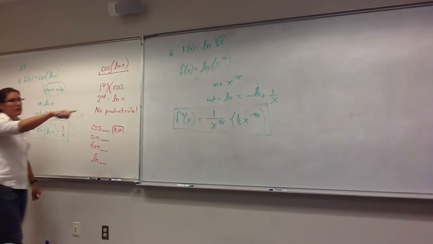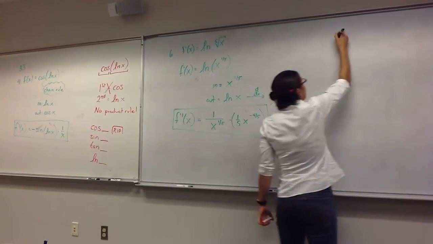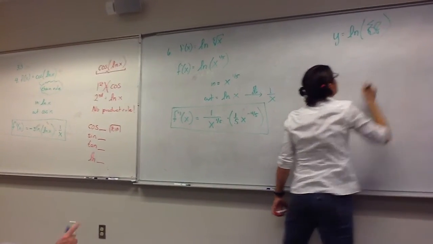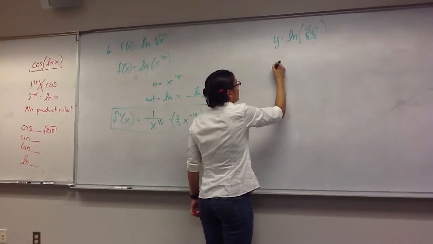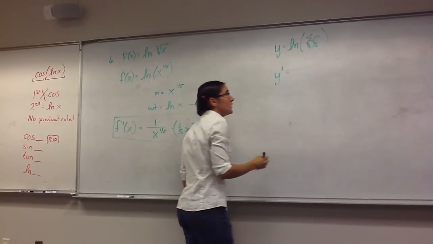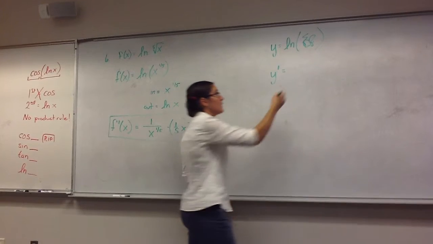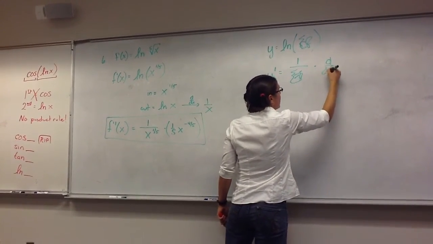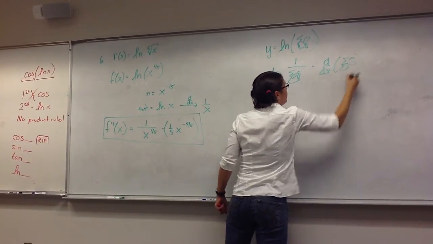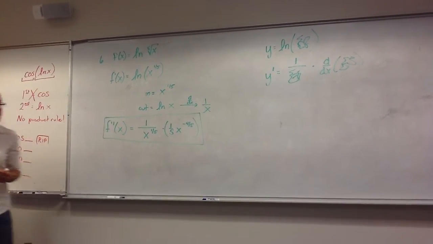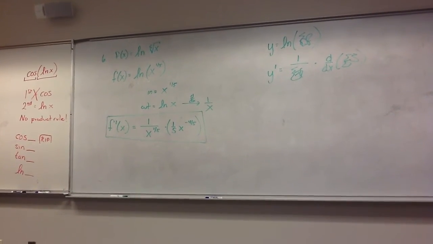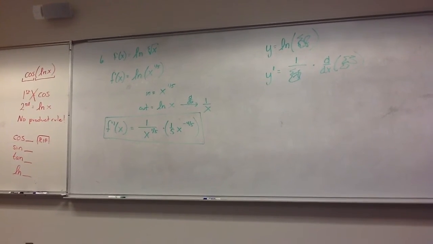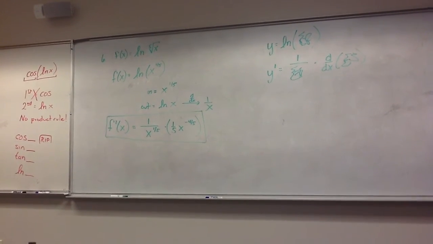So in general, if you have y is equal to natural log of squiggly blob, then when you take your derivative, your y prime, derivative of the outside keeping the inside the same, well, that's going to be 1 over squiggly blob times the derivative of that squiggly blob. All right, so that's our chain rule for natural log. But it still follows derivative of the outside keeping the inside the same times the derivative of the inside.